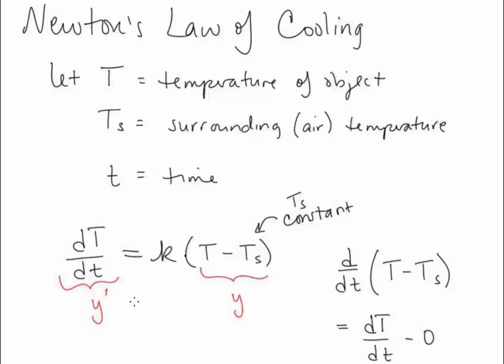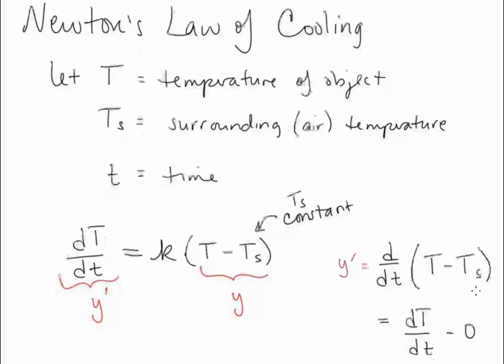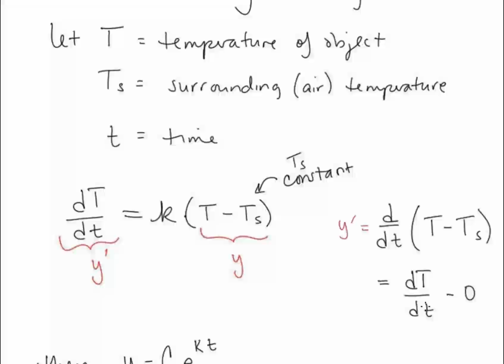Now notice this fits into the y prime equals ky format, because if we let y equal T minus Ts, notice Ts is a constant, then y prime is the derivative with respect to t of T minus Ts, so that's just the derivative with respect to t of capital T. This is y prime, that's here. So this does fit into the y prime equals ky form.